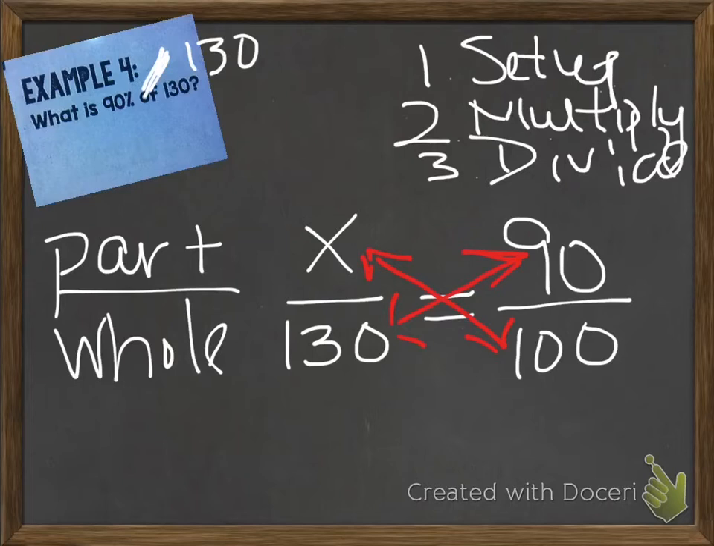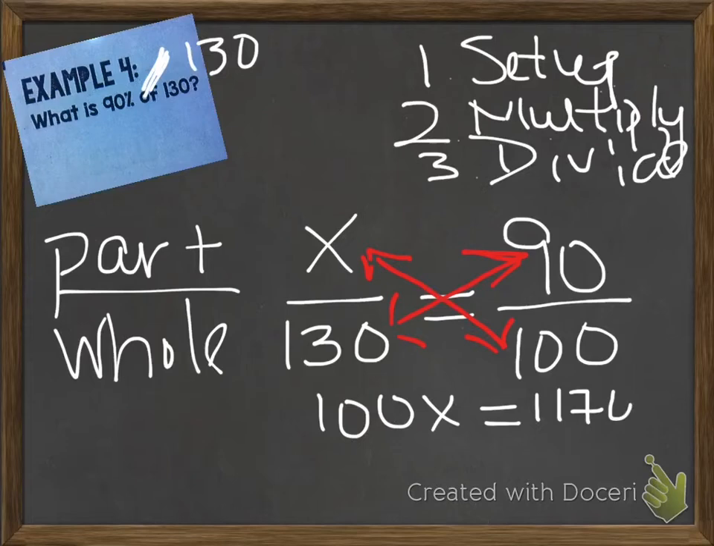Now I'm going to take the 100, multiply it times x, which is 100x. I'm going to put my equal sign because it always follows it all the way down. Now I'm going to do 130 times 90, which is 11,700.